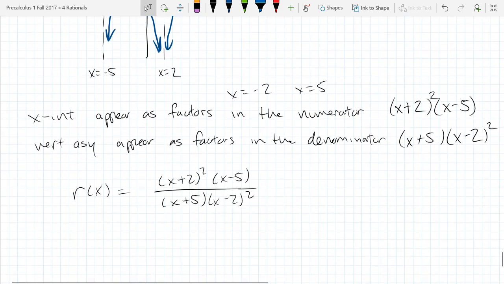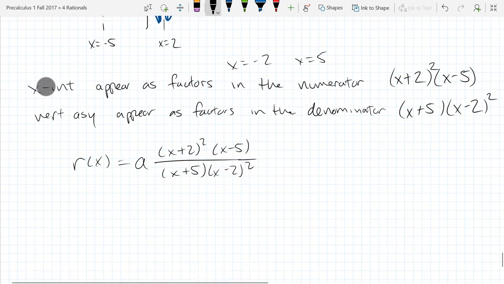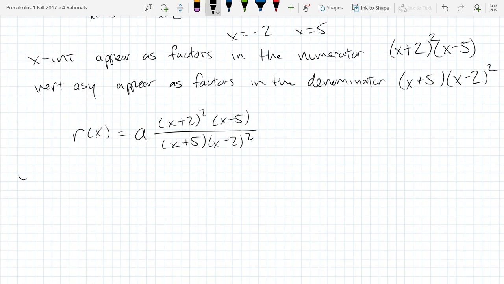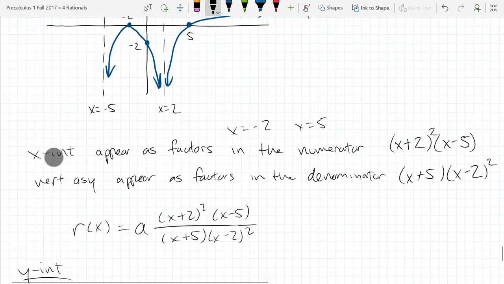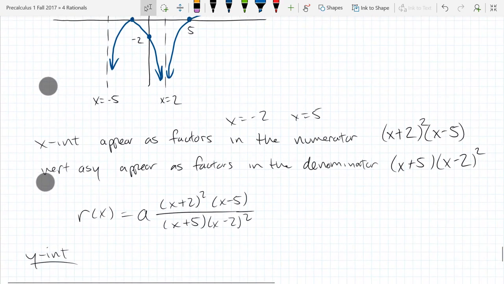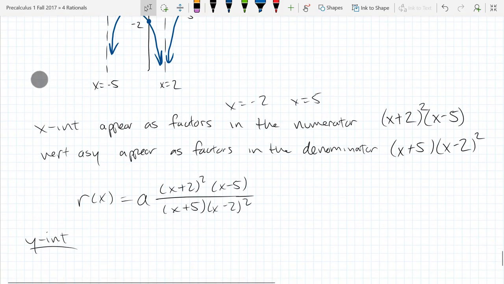There could be another factor, a constant factor, it doesn't have any x's in it. So there could be an A out front of this. And we can think about end behavior is one way to get this A, and the other way to get it is Y-intercept. So we can go either route. Let's go the Y-intercept route. So Y-intercept, what is the Y-intercept from the graph? Negative 2. So that means R of 0 should equal negative 2. So I'm just reading that right off the graph. When X is 0, our Y is negative 2.